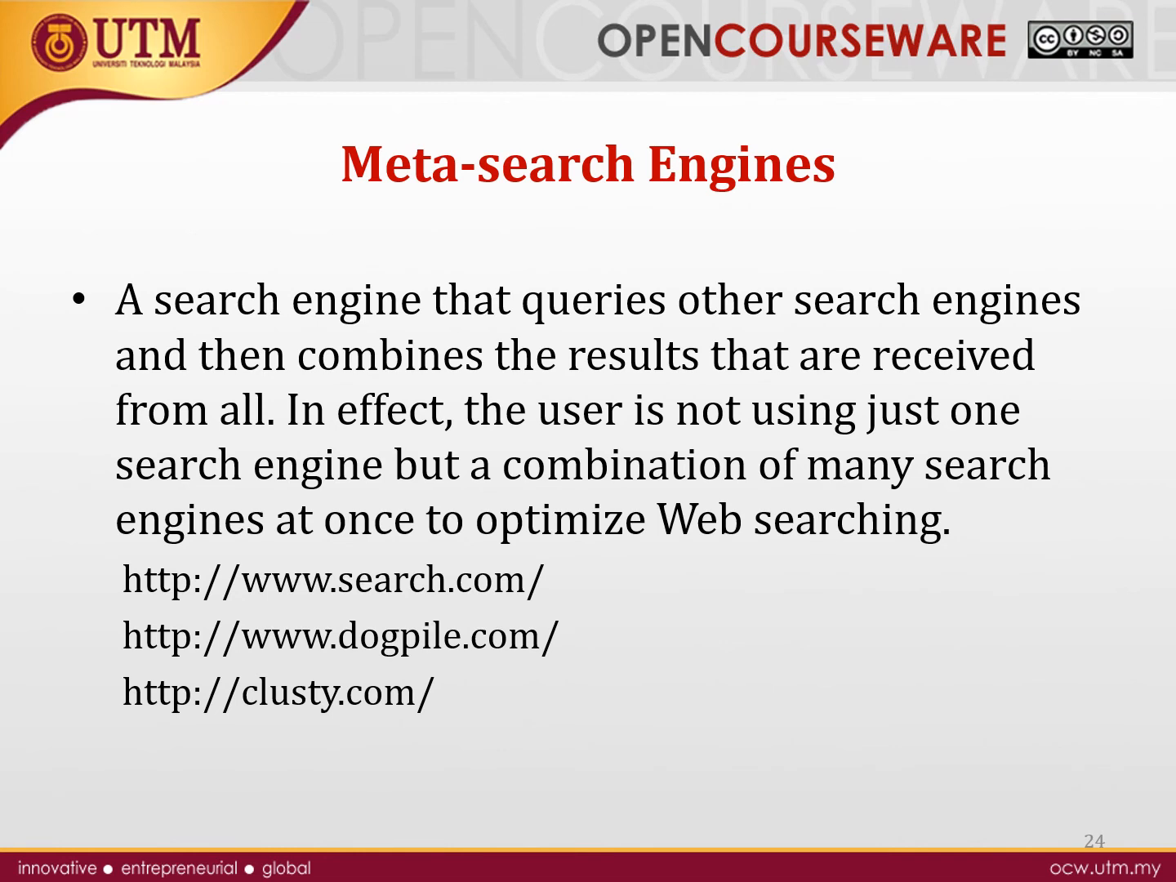And we have some examples of meta search engines. For example, www.search.com, www.dogpile.com, and www.clusty.com. These are examples of meta search engines, and meta search engines, as we mentioned, do not use one search engine. They use a combination of multiple search engines at a time.